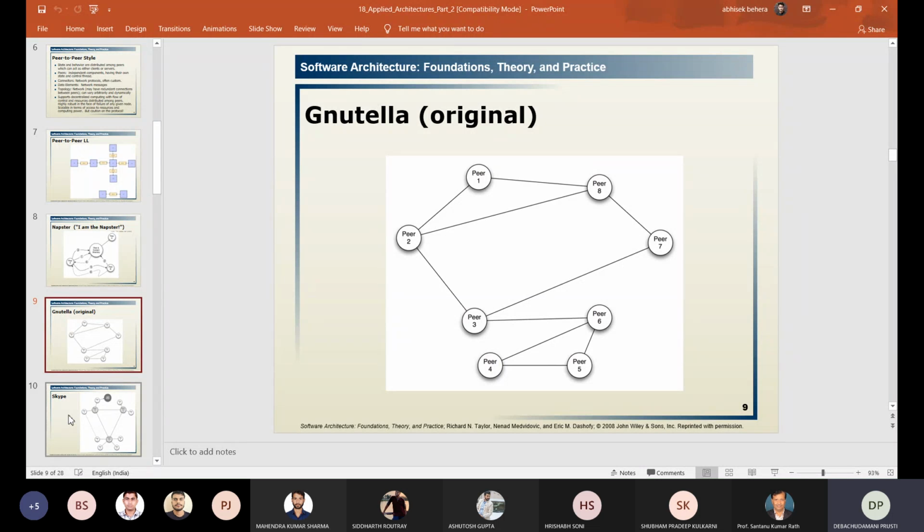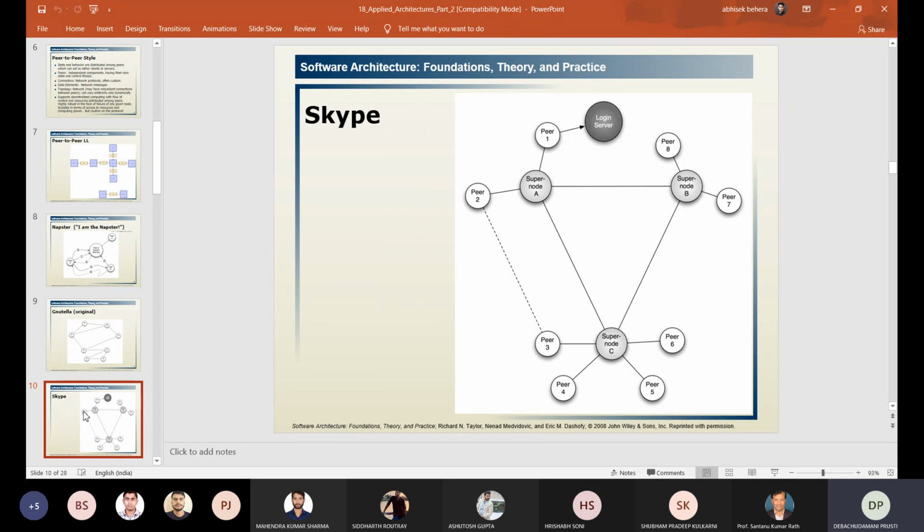And here in Gnutella, see how the peers are connecting with each other. Peer 1, then peer 2, then peer 3. This is the architecture style we are using in Gnutella. The individual nodes or individual users are connected in a Gnutella style.